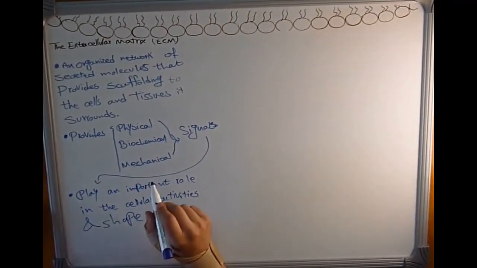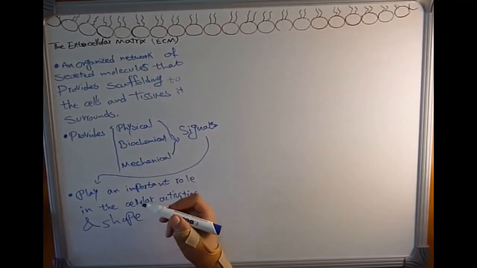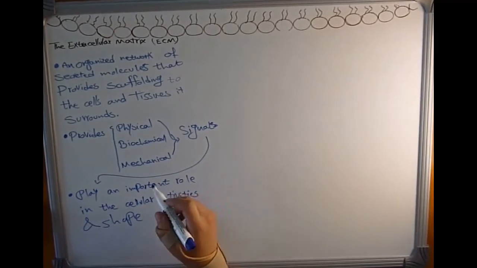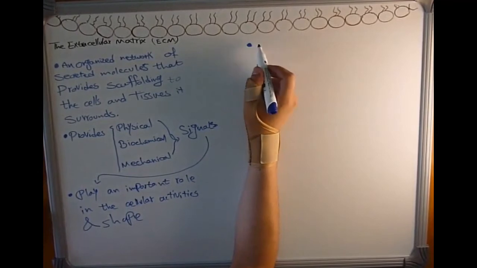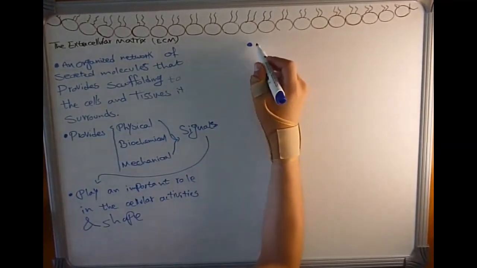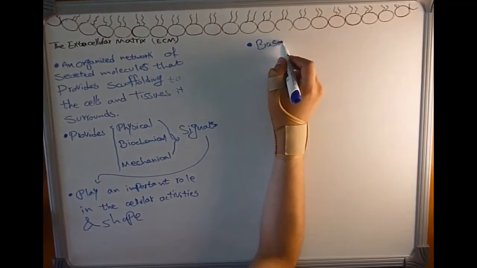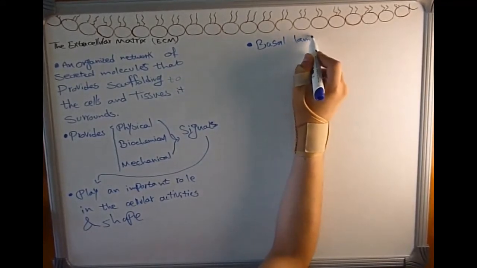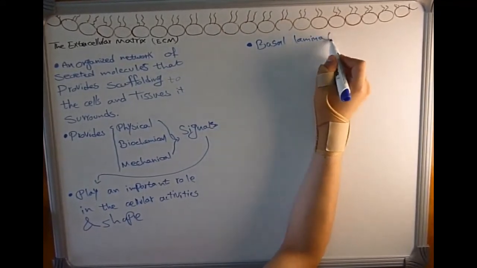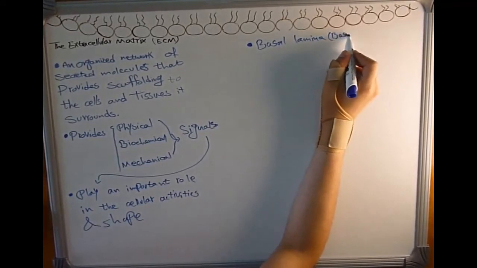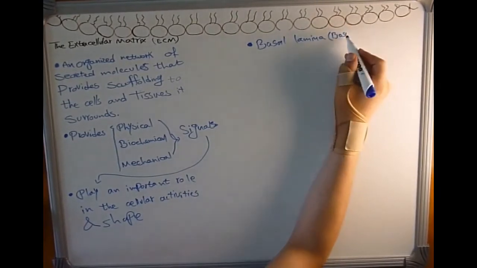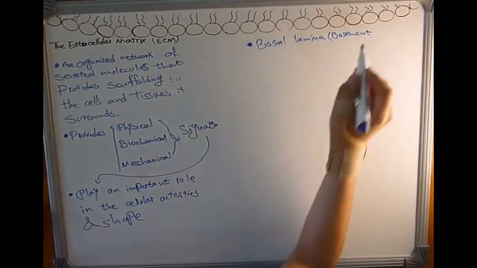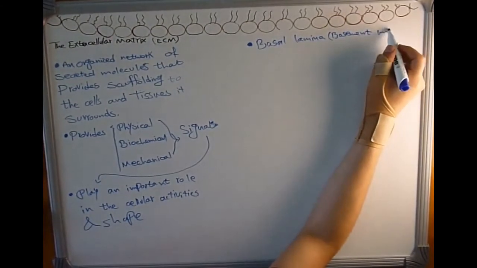One of the well-known extracellular matrices is known as basal lamina or basement membrane.